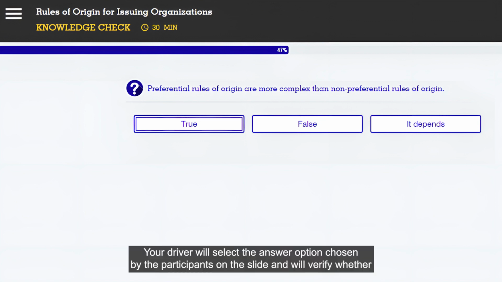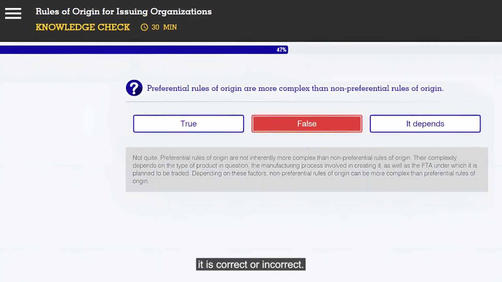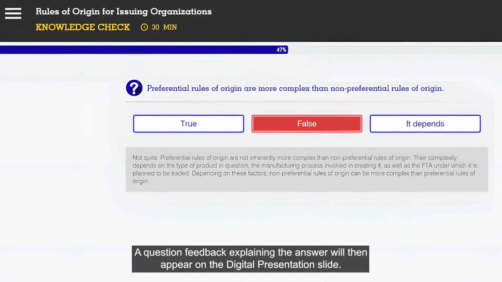Your driver will select the answer option chosen by the participants on the slide and will verify whether it is correct or incorrect. A question feedback explaining the answer will then appear on the digital presentation slide. If the consensus was incorrect, you should briefly go over this feedback and explain the correct answer.